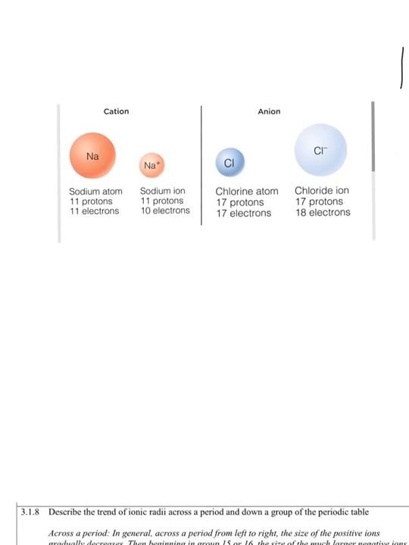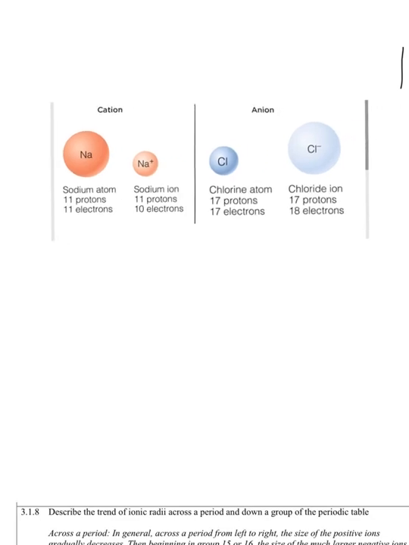Let's scroll down. Here you have Na, and here you have Na plus 1. This is for the cations. Na has 11 protons and 11 electrons. In Na plus 1, the plus sign doesn't mean add. It means lose 1 electron. So here we had 11 electrons, now we have 10. So who's going to be smaller? The answer is the cation, the one that loses.